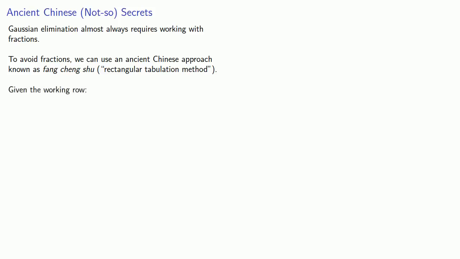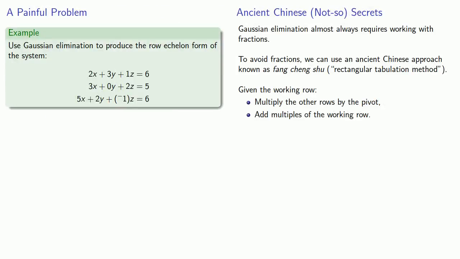Given whatever row we happen to be working on, we'll multiply all of the other rows by the pivot, and then we'll add multiples of the working row to these other rows. So let's see how this works. Let's go back to that awful, painful problem that got us those horrible fractions. But this time, let's try and redo this problem using the fang cheng method.